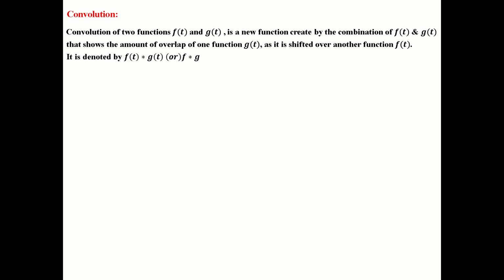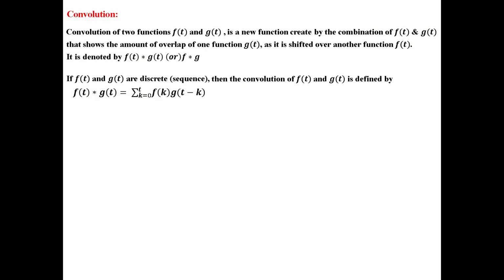It is denoted by f of t star g of t, or f star g. If f of t and g of t are discrete sequences, then the convolution of f of t and g of t is defined by f of t star g of t, which is equal to, in the discrete case, you have to take the summation. If it is a continuous case, you have to take the integration. Sum over k equal to 0 to t of f of k g of t minus k. Or f star g is equal to, extending the limits, minus infinity to plus infinity f of k g of t minus k.